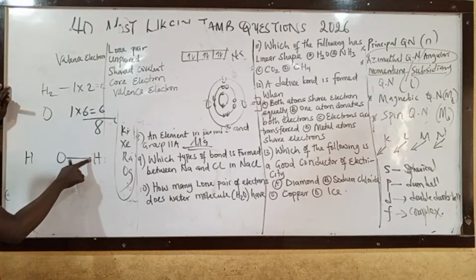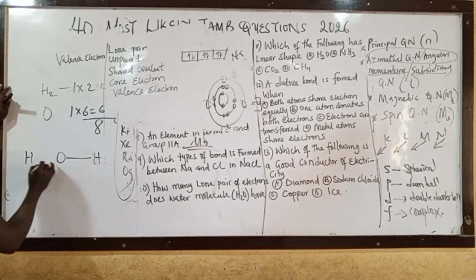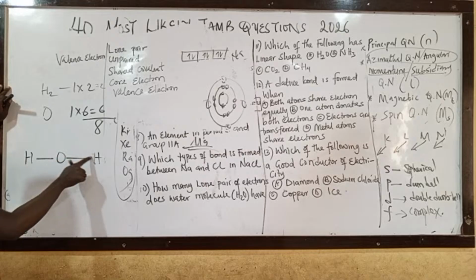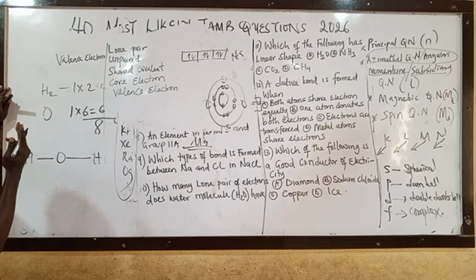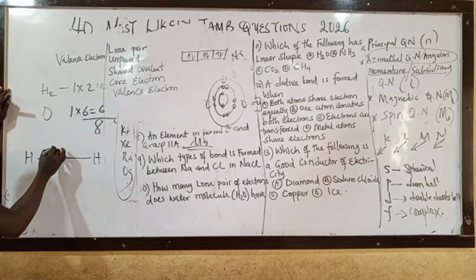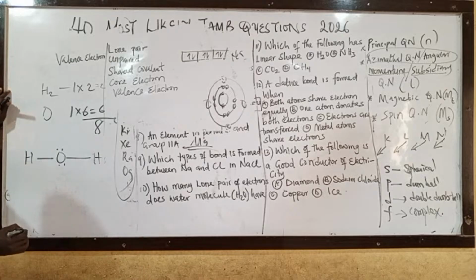This one, single bond means 2 electrons, 1, 2. Another single bond means 2 electrons, that means 1, 2, 3, 4, making 4 electrons. Out of 8, 4 has gone. Remaining one, 4, 5, 6, 7, 8. That's how to do it.